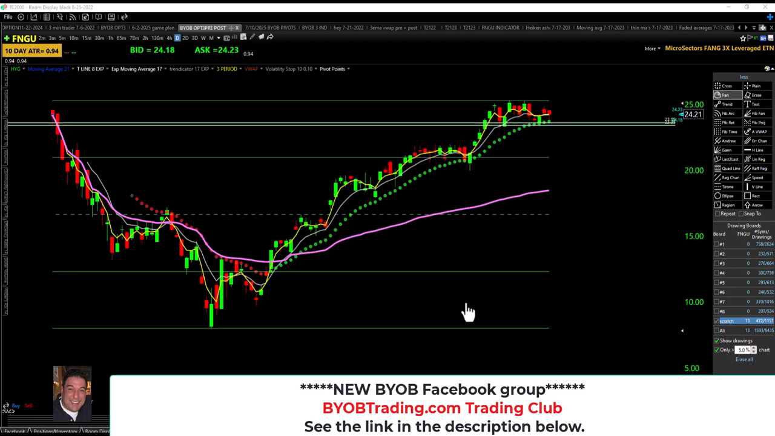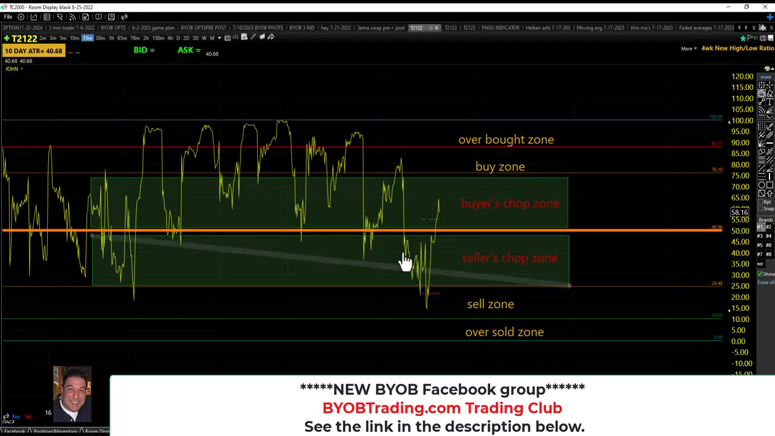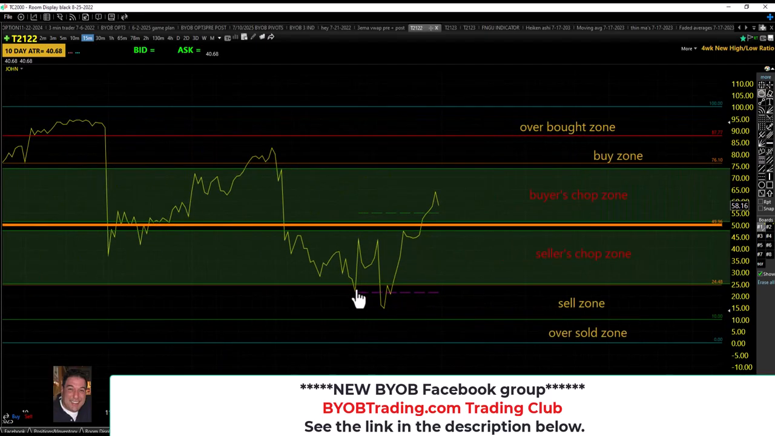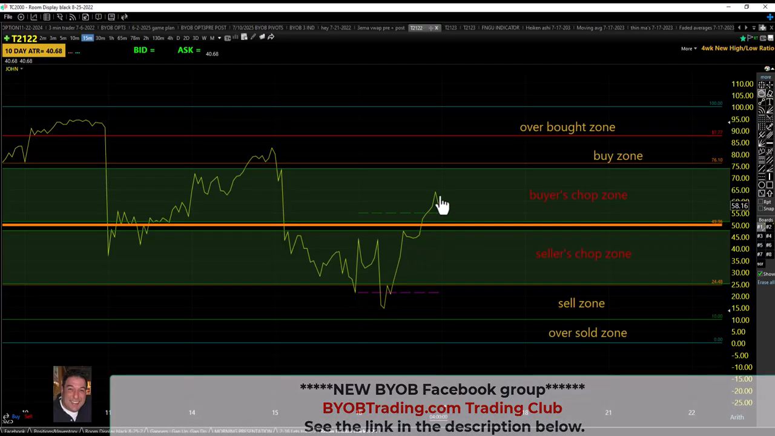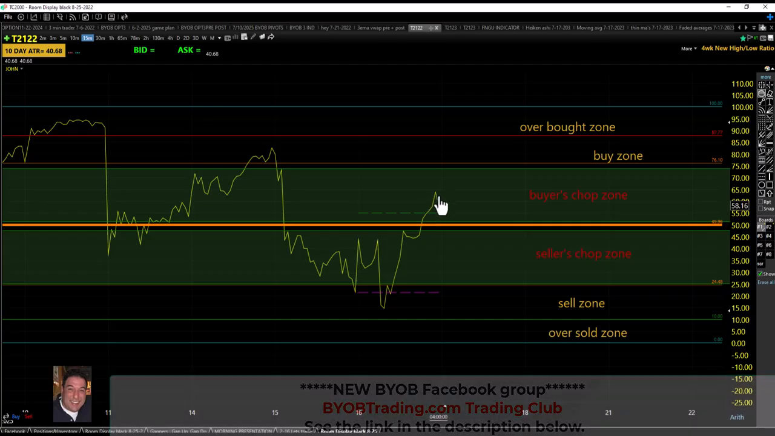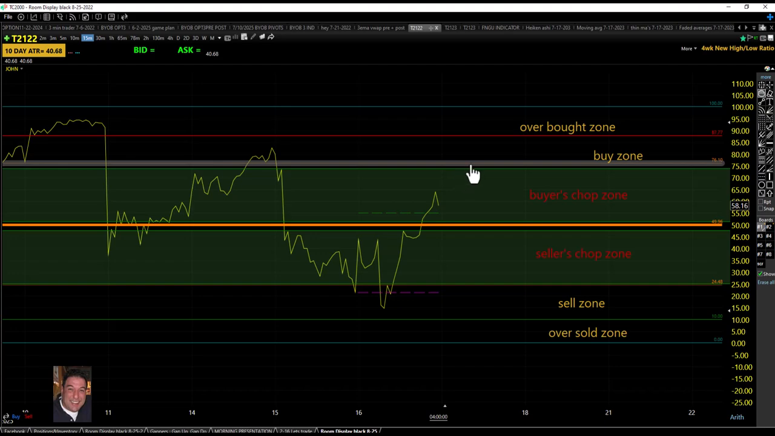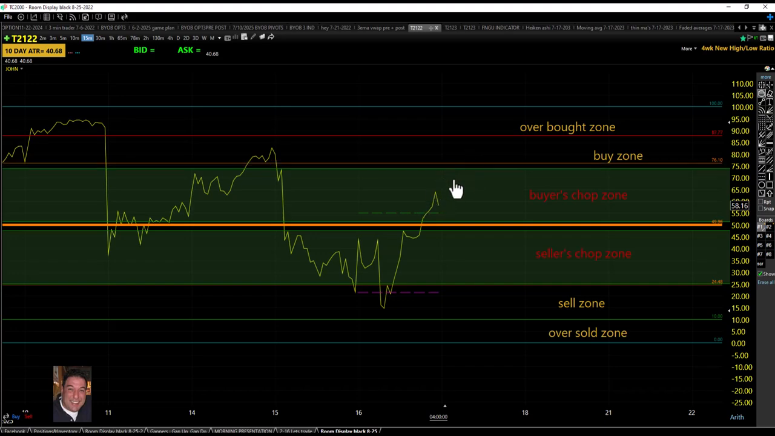That's bullish. Okay, let's take a look at technicals. Let's take a look at T2122. Well, we came out of the sell zone. We were in the sell zone yesterday, came out of the sell zone into the seller's chop zone, and then we made an appearance inside the buyer's chop zone before the end of day. That's a bullish end of day. I would think things are going to get bullish tomorrow morning, probably a continuation of the bullish uptrend that we had.